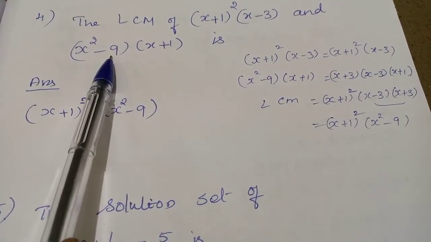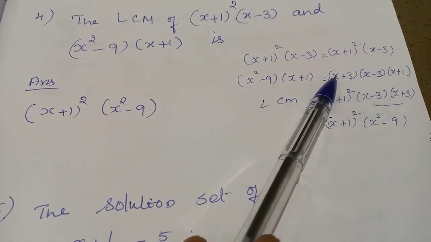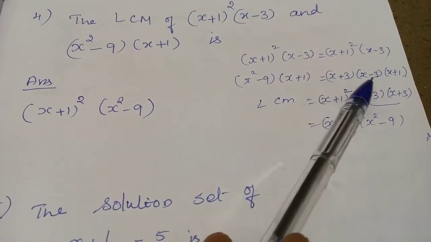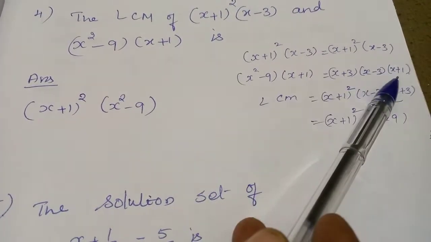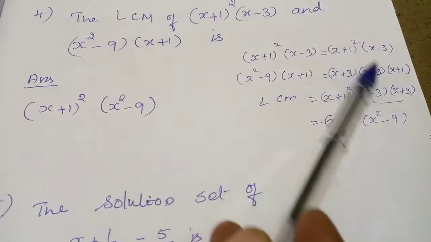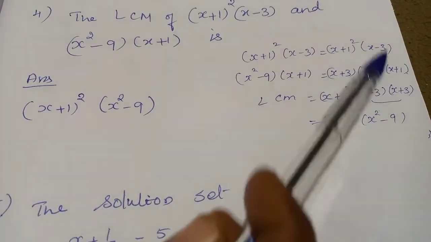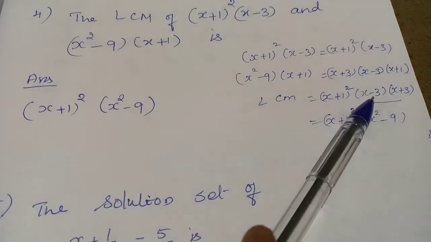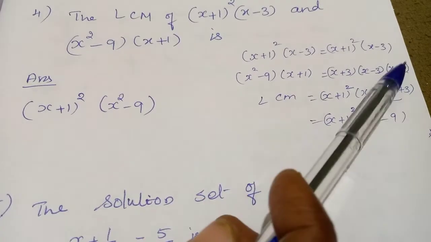Okay, what is x square minus 3 square? It is x minus 3 into x plus 3, or x plus 3 into x minus 3. This is the first term, and the second term is as it is, x plus 1. Now we need to compare both expressions and see which terms are common. So x minus 3 is the only common term, and x plus 1 the whole square.